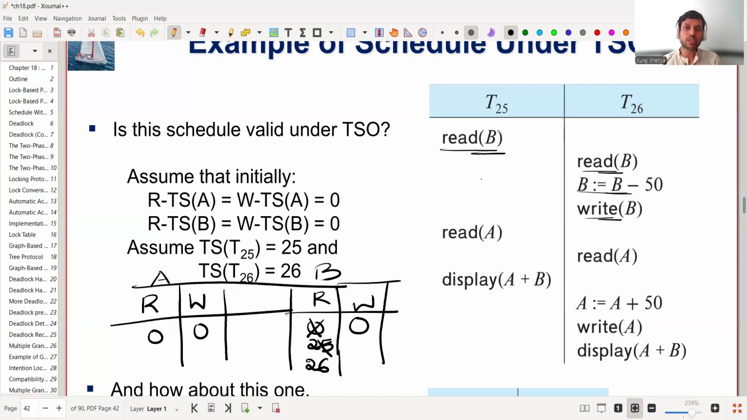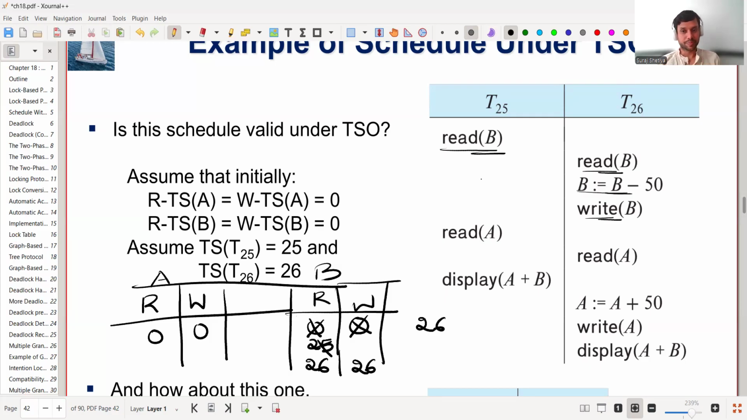And now we again need to check. In this write, we will check both the read timestamp and the write timestamp. We are trying to write 26, so we have to check if 26 is greater than or equal to 0, and 26 is greater than or equal to 26. Turns out that it is true. So there is no issue here. We'll write 26. So far we are good.